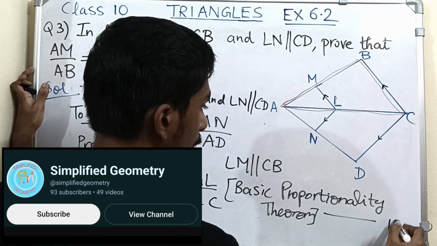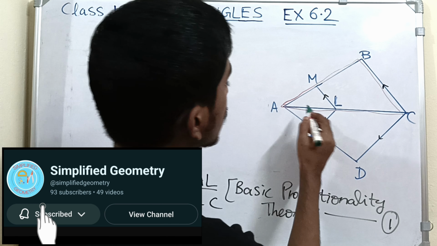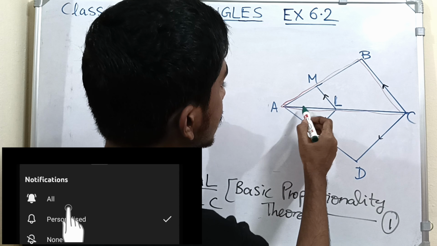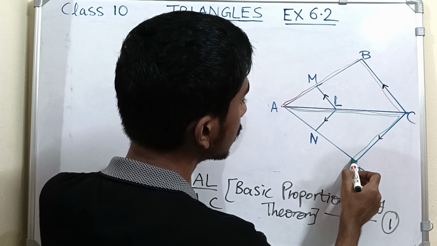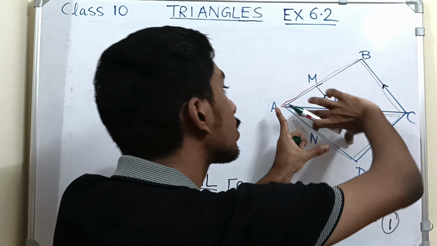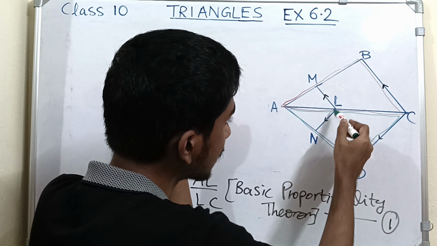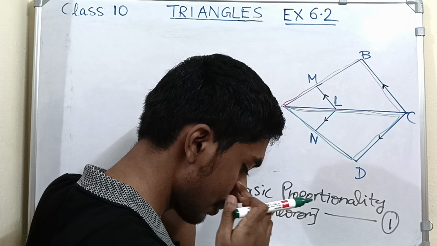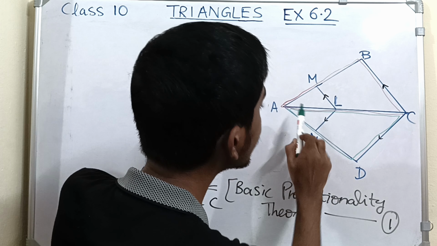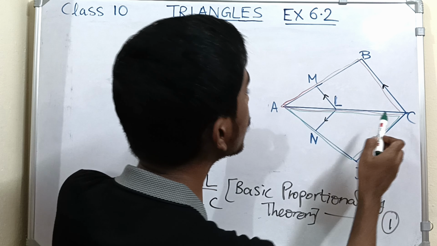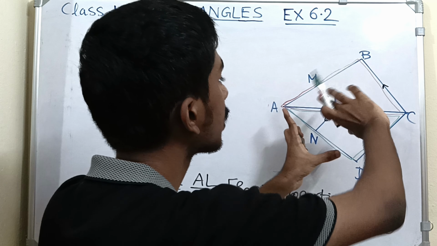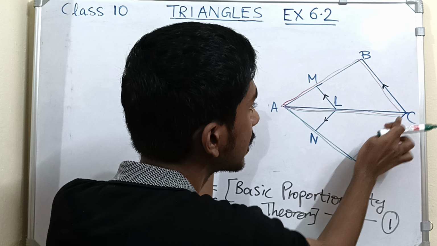Let this be equation number 1. Now I will repeat this process in triangle ACD also. So this is triangle ACD. In this triangle you can see if you shift it like this LN is parallel to CD. So we can say AN by ND is equal to AL by LC, because again basic proportionality theorem. You can visualize this in this triangle.